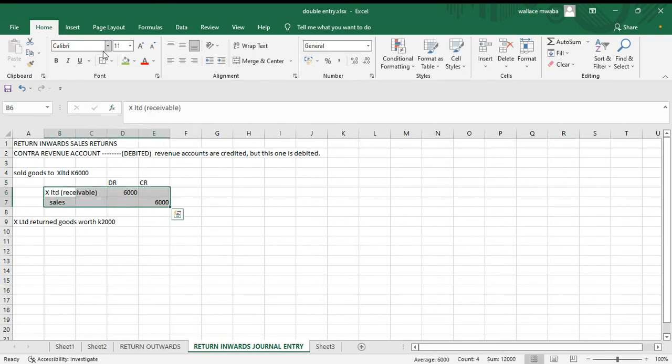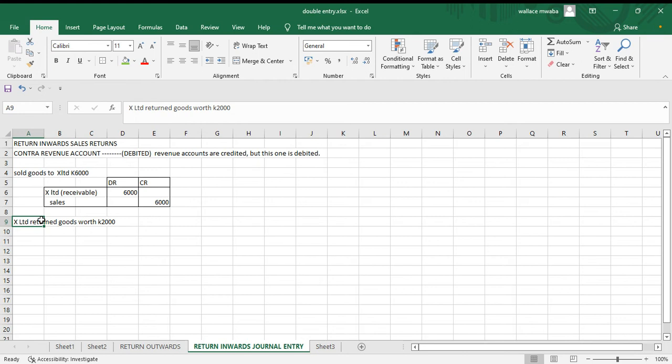Now, after some time, X Limited returned some goods. Maybe they were damaged, maybe they were expired, maybe they were the wrong goods. X Limited returned goods worth 2,000. So the two accounts affected now are our receivable account and our sales returns or return inwards, which is our contra revenue account.